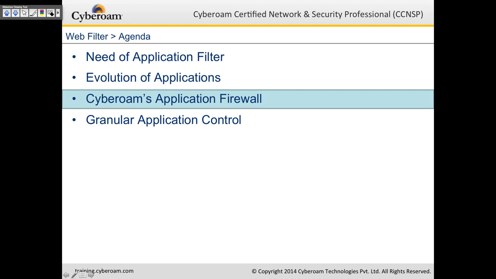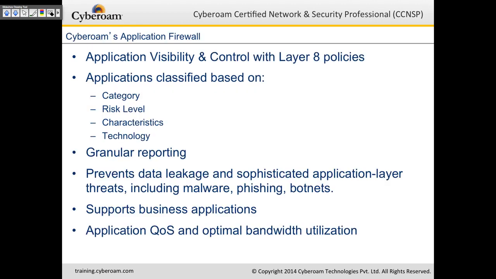So let's have a detailed look at Cyberoam's application firewall. We'll have a look at the application visibility of Cyberoam and control with layer 8 policies. That's most important. Cyberoam not only identifies applications and gives you granular controls, but it also helps you identify which user is using what applications. And in Cyberoam, applications are classified based on category, risk level, characteristics of the application, and technology used by the application, which makes it very easy for an administrator to configure application filter policies.